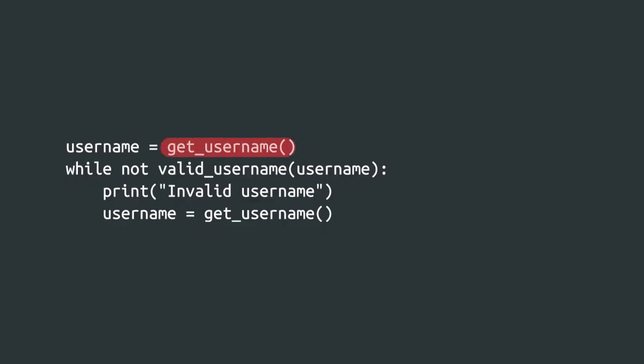There's a getUsername function that asks the user for a username, and a validUsername function that validates that username. And all of this is happening in just a handful of characters. As you can see, you can pack a lot of punch into just a short line of code. In this case, the body of the while loop will be executed until the user enters a valid username.